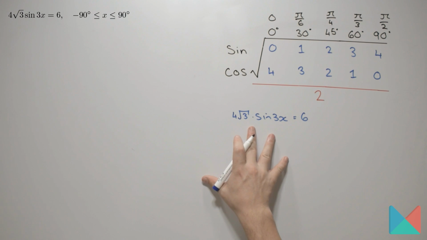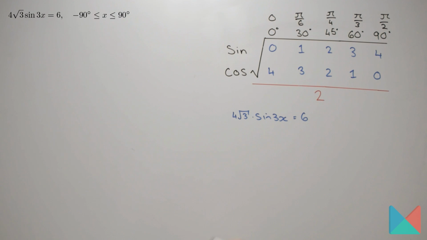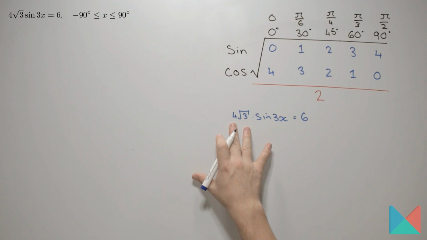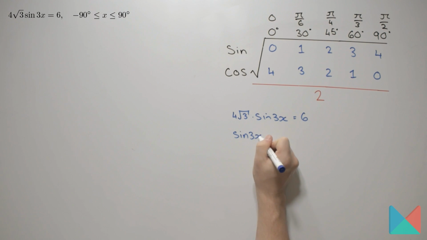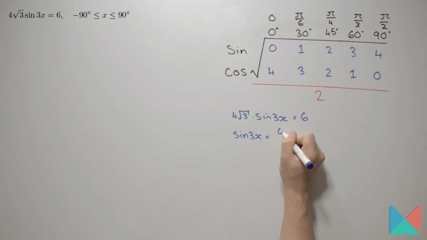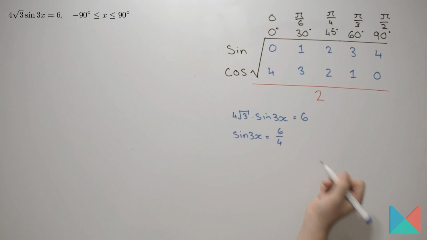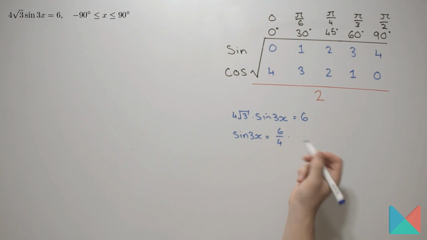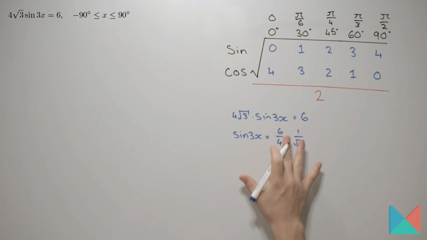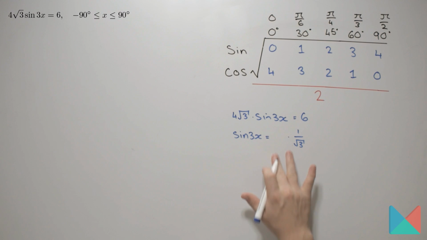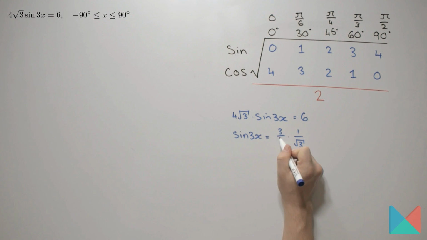So the first thing we want to do is rearrange the equation to simplify it down a bit. So we're going to take the 4 root 3 to the other side, and we get sine of 3x is equal to, if we divide the 4 over, we get 6 over 4. And by dividing the root 3 over, we get 1 over root 3. Now notice here that the 6 over 4 can cancel out to 3 over 2. And the 1 over root 3 can be turned into root 3 on 3 by rationalizing the denominator.